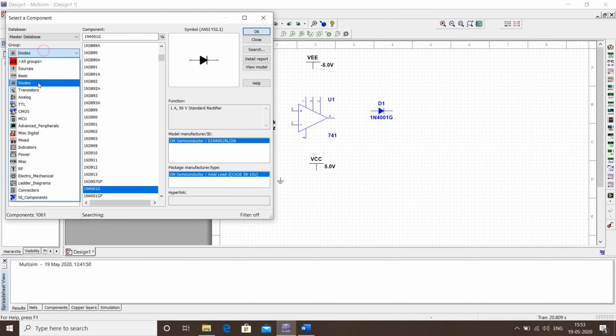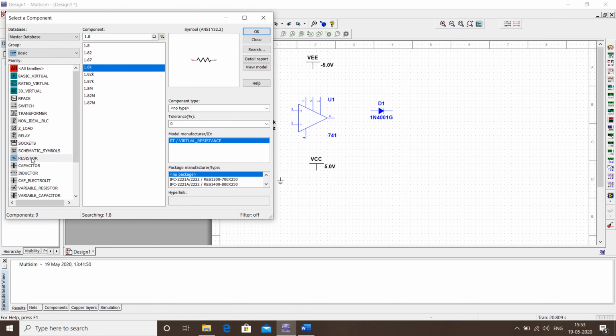And then we want the resistance values. Going for basic, the resistors value. So one resistance is of 1.8 kilo ohms and another one is of 22 kilo ohms.